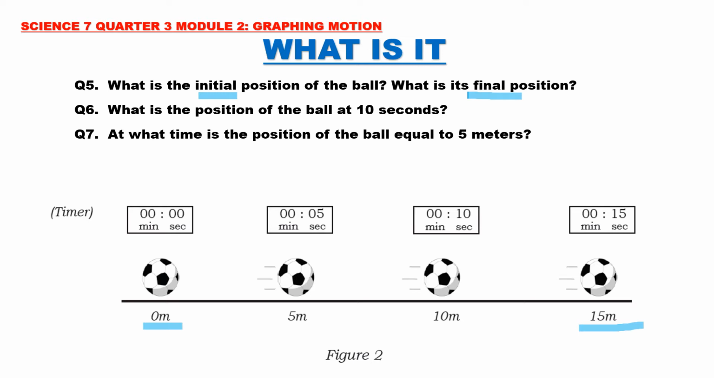Q6, what is the position of the ball at 10 seconds? So at 10 seconds, the ball is positioned at 10 meters. At what time is the position of the ball equal to 5 meters? So the answer for this is 5 seconds.